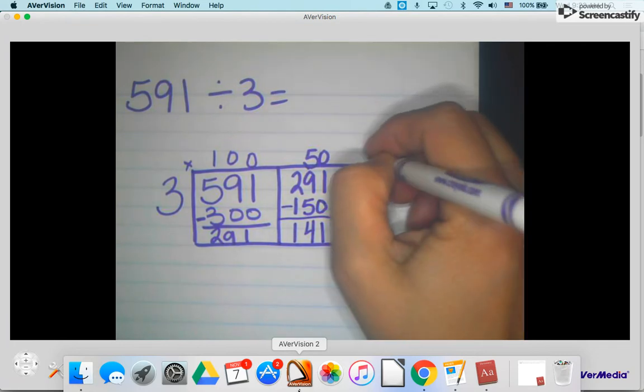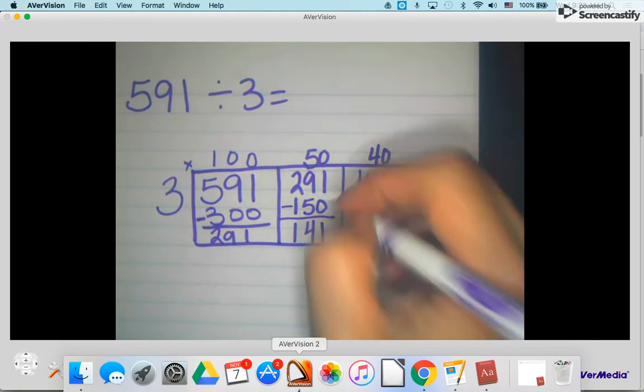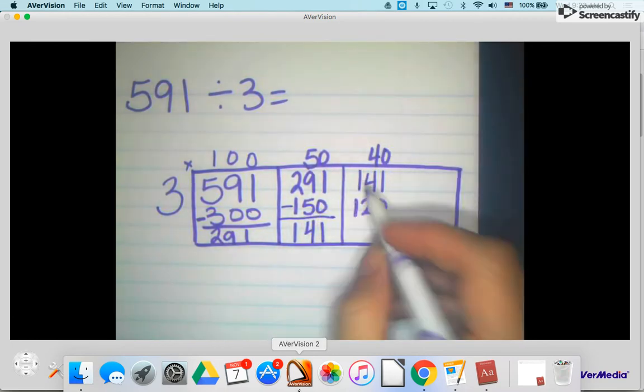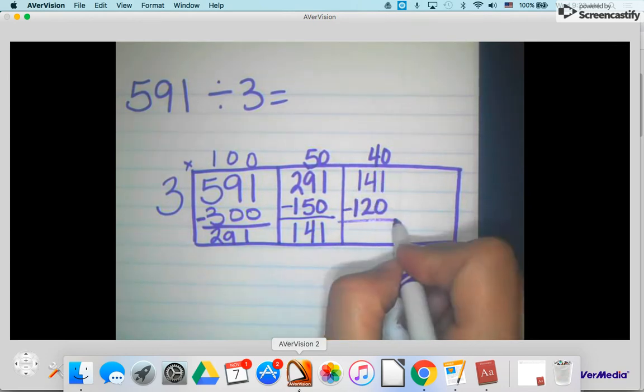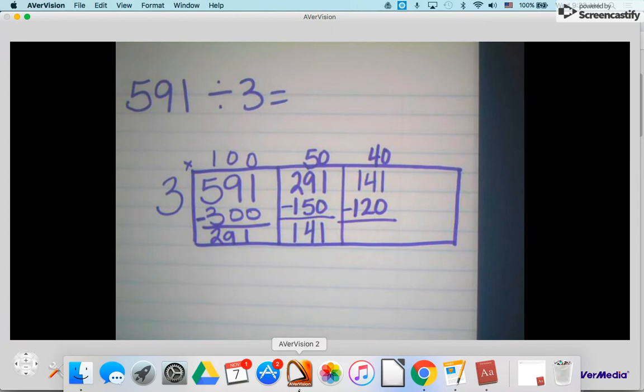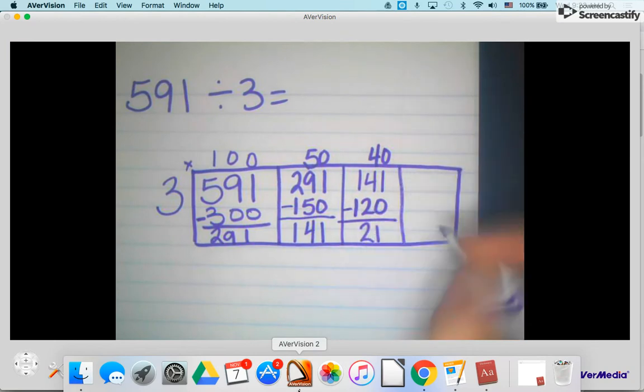So instead of doing 3 times 4, I want to do 3 times 40. Very good. And since we know 3 times 4 is 12, with that 0 on the end of the 40, 3 times 40 is going to be 120. Very good. What do I do with these two numbers? Subtract. Then I'm going to subtract 141 minus 120. Always subtract going down. Very good. He's on the ball.